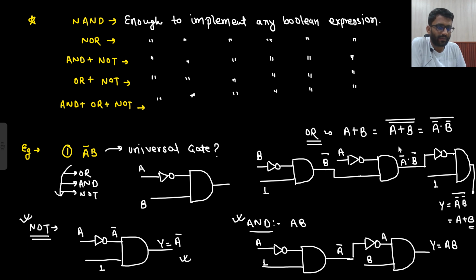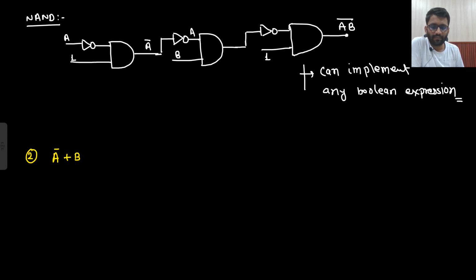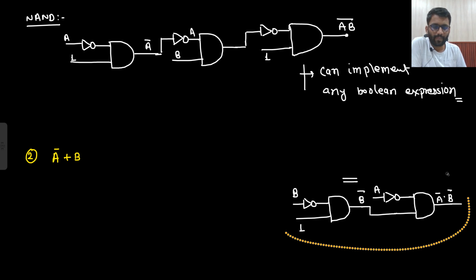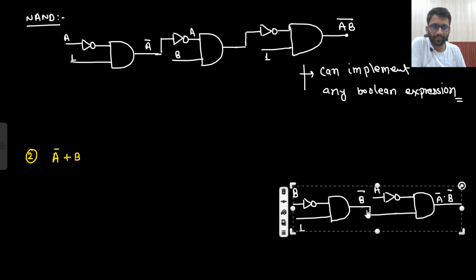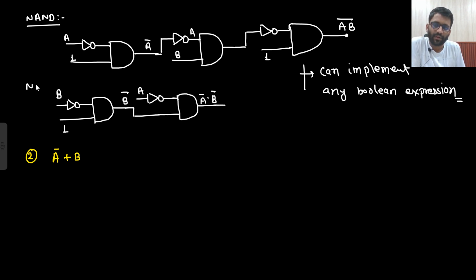Or here also you are getting, no? This is your NOR gate. Yeah, this is the NOR gate. This much portion is NOR gate. This is your NOR gate. Because it is B bar into A bar. B bar into A bar will be A plus B whole bar. This is your NOR gate.